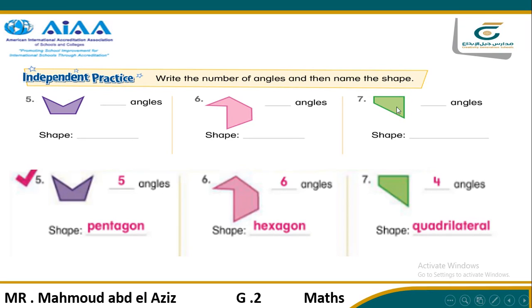What about the third shape here? How many angles can you see? Let's count. 1, 2, 3, and 4. So we have here 4 angles. What is the name of the shape here? It's quadrilateral. Quadrilateral. So with 5 angles, it's pentagon. With 6 angles, it's hexagon. With 4 angles, it's quadrilateral.